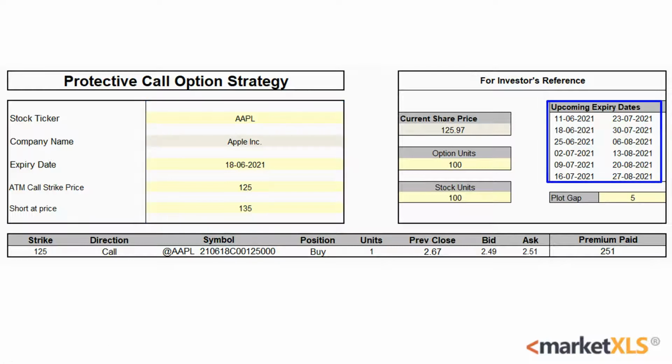And for the purpose of this video, we'll be using Apple, expiry date as 18 June, ATM strike price is 125, and we've assumed that we've already gone short on the underlying at 135. So we've already made a profit of $10 on our short position for each stock. You also need to specify the quantity of stock you shorted under stock units. We've bought the at-the-money $125 call option of Apple, and we've built the net debit strategy and paid $251 to enter into the trade, which is reflected in the premium paid section.